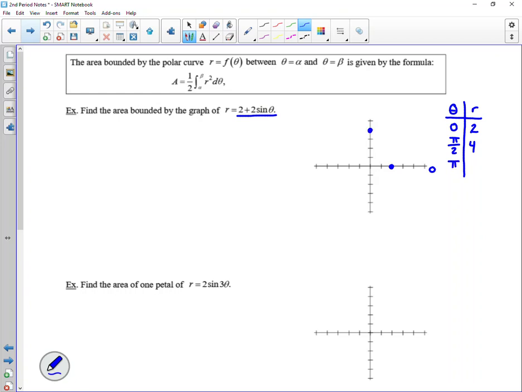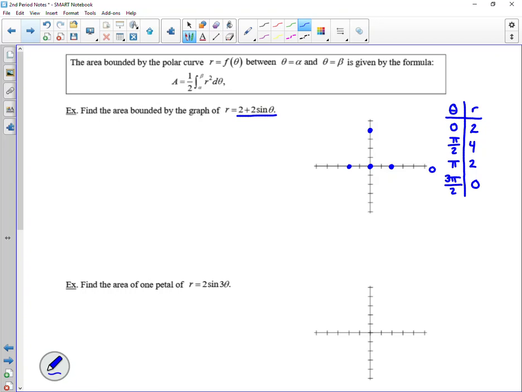At pi, my r is... at 3 pi over 2, my r is 0, right? So when it hits the origin like that, you know it's a cardioid. A cardioid is a type of lemniscate. So, all right, and then you graph.